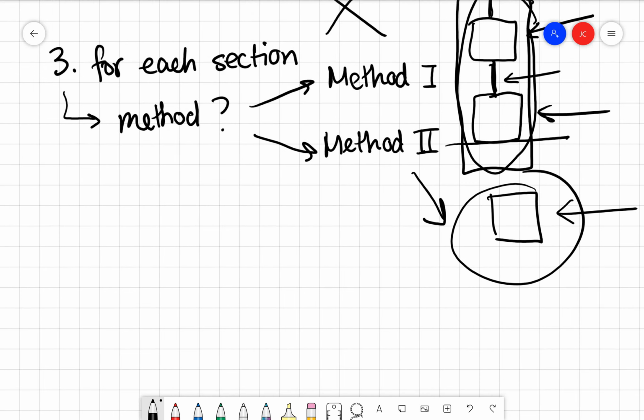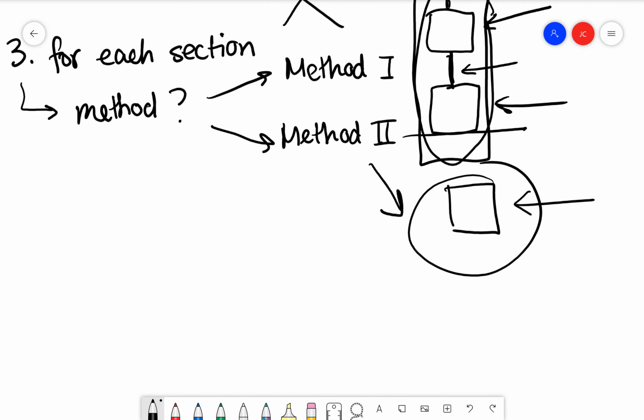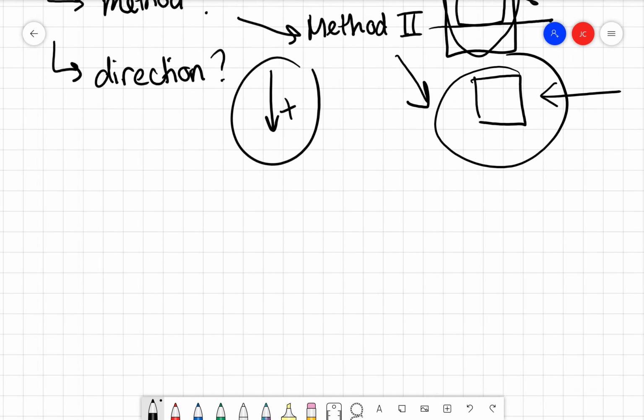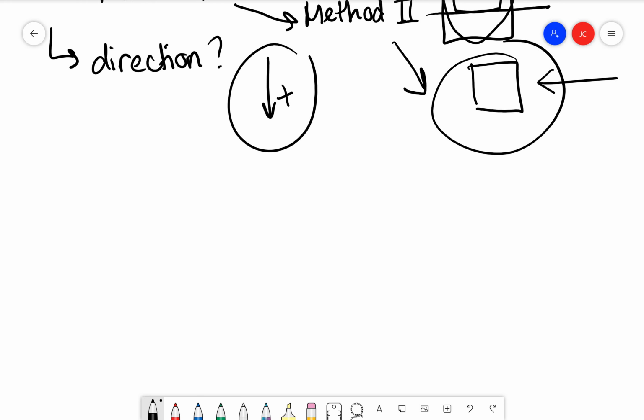Okay, so you found the method. The next thing you need to do is set the direction of the system. And when I say set the direction, I mean you draw one of those arrows which looks like this with a plus sign somewhere on the system. Now, how do you set the direction? Well, sometimes it's super easy.